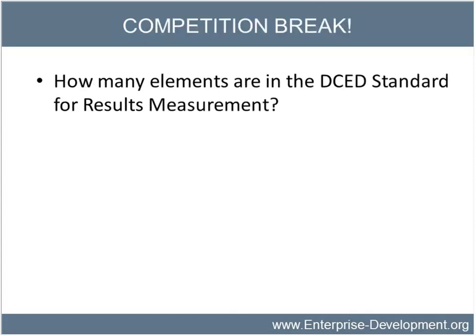Okay, quick competition break. How many elements are in the DCED standard for results measurement? Please type as quickly as you can. Ooh, okay, I guess David gets half points for being first, but unfortunately not quite right. David said 4, MDB said 4, but Natalie is the winner who said 8. There are 8 elements, although congratulations on paying attention. I've only described 4 of them so far, so I guess this can count as a trick question.